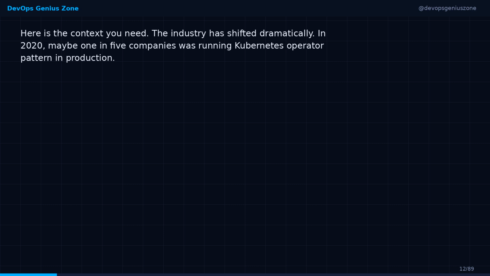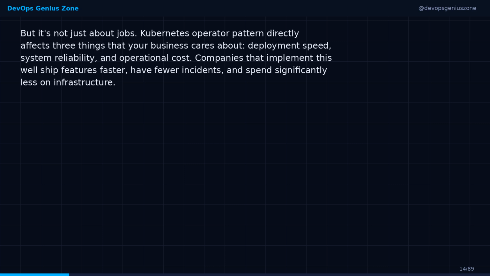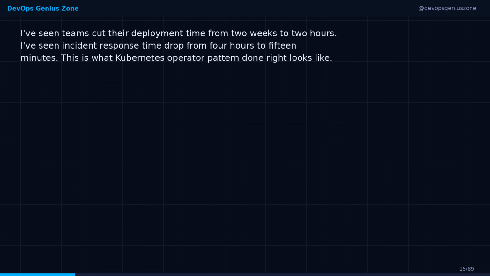Let's get into it. Here is the context you need. The industry has shifted dramatically. In 2020, maybe 1 in 5 companies was running Kubernetes operator pattern in production. By 2025, it's standard. If you don't understand this deeply, you're competing for jobs against people who do. But it's not just about jobs. Kubernetes operator pattern directly affects 3 things that your business cares about: deployment speed, system reliability, and operational cost. Companies that implement this well ship features faster, have fewer incidents, and spend significantly less on infrastructure.